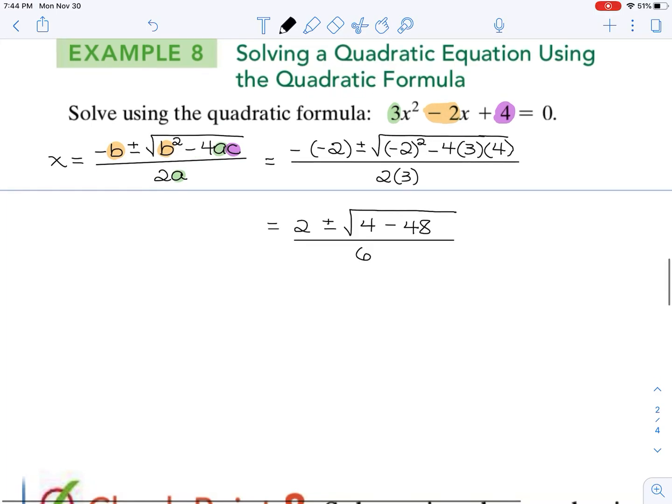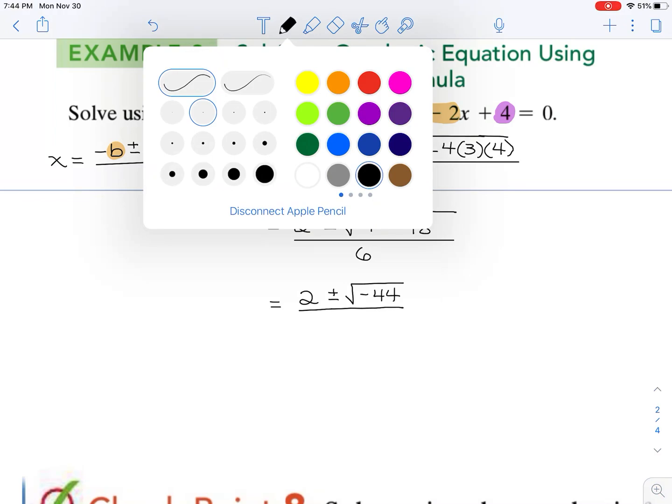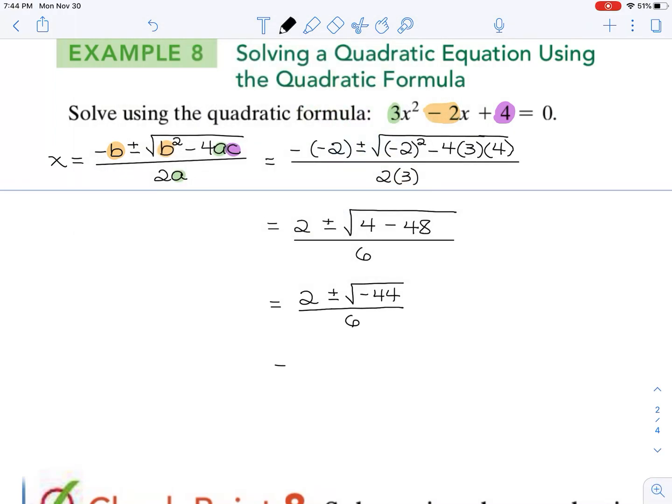Then order of operations tells me that I'm going to do the subtraction of 4 minus 48, which gives me negative 44. Since I have a negative inside of the square root, I must remember that I need to take it out. So that gives me 2 plus or minus i square root of 44 all over 6.